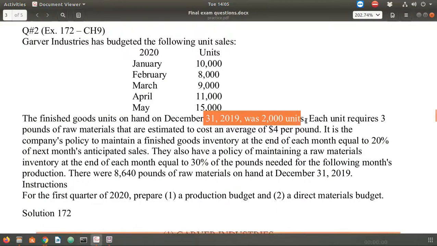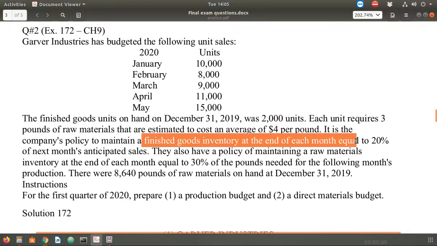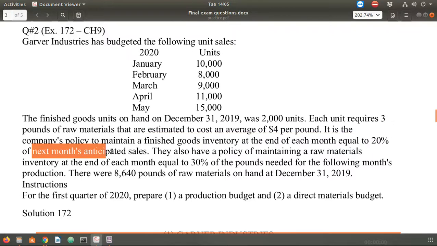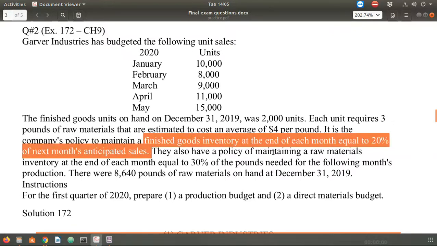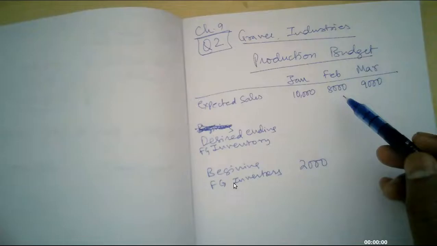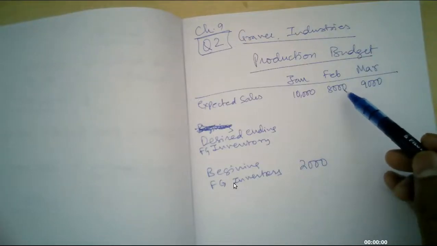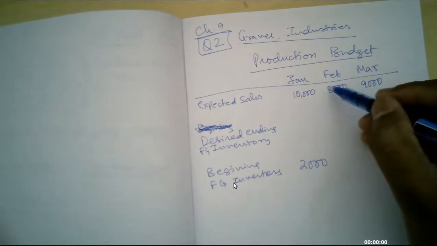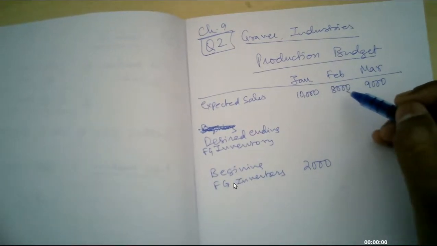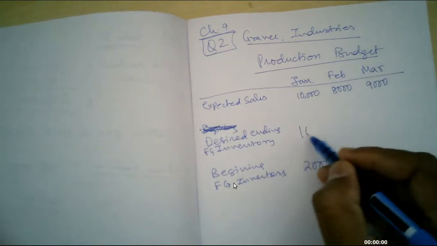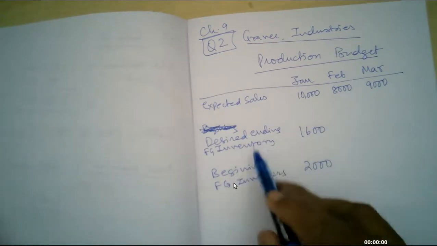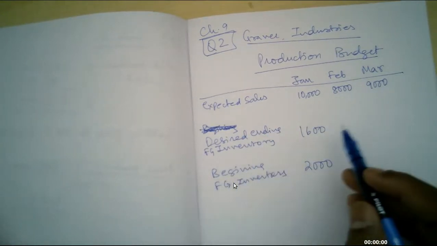That is mentioned here. This raw material part is not required. Finished goods inventory at the end of each month is equal to 20% of next month's anticipated sales. So this is the important statement. What is the next month's anticipated sales? 8,000. 20% of 8,000 is 1,600. So here I need 1,600 of finished goods inventory. The ending inventory of finished goods should be 1,600.